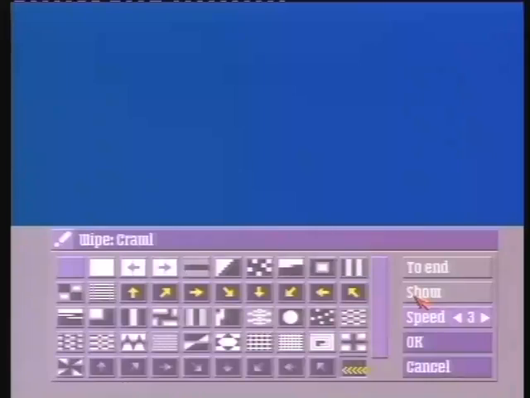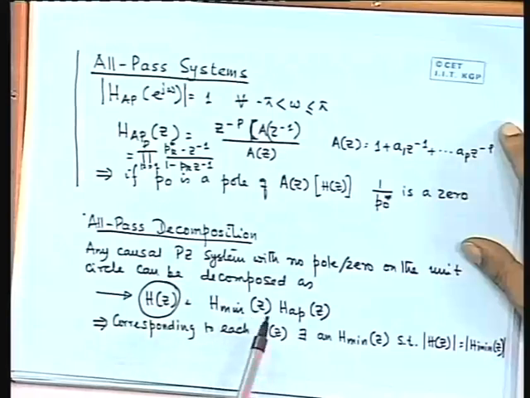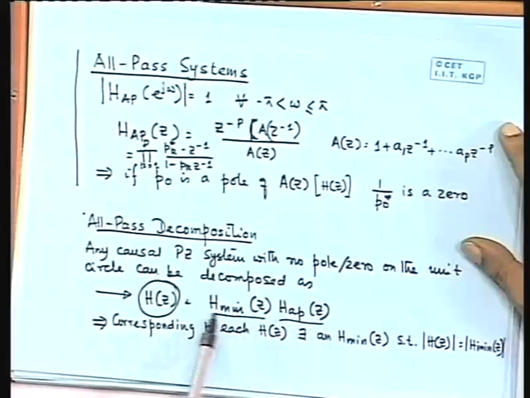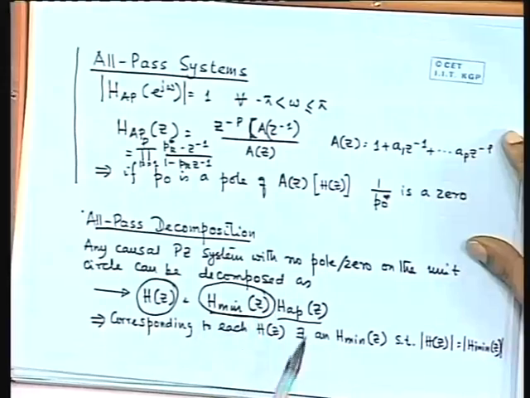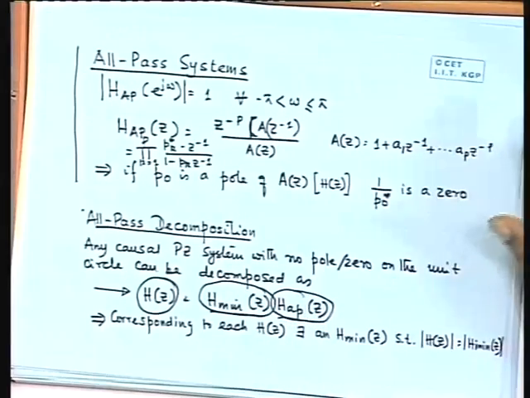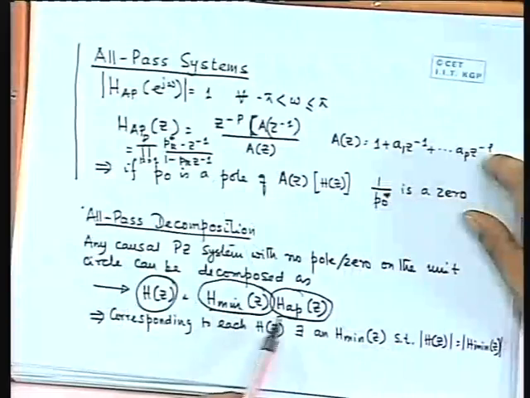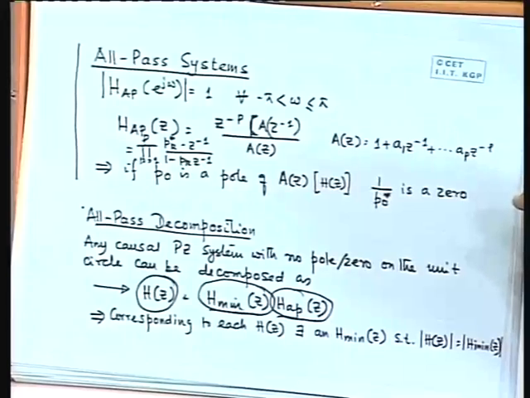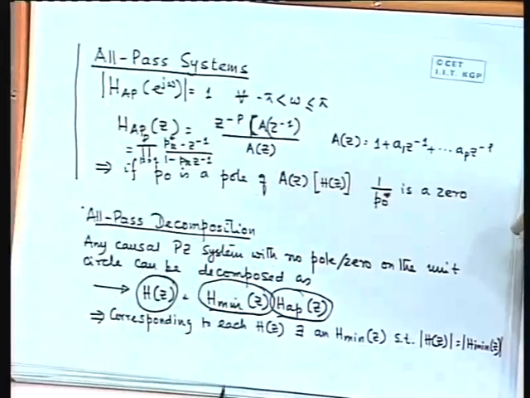Now this result says that you take any H(z), it can always be decomposed into two other H(z)'s. One of them is going to be minimum phase, the other is going to be an all pass filter. Any H(z), whether it is minimum phase or not, can always be broken up in this form. That is very simple to see because if you have any pole which is outside the unit circle, you have to just reflect it back inside the unit circle.